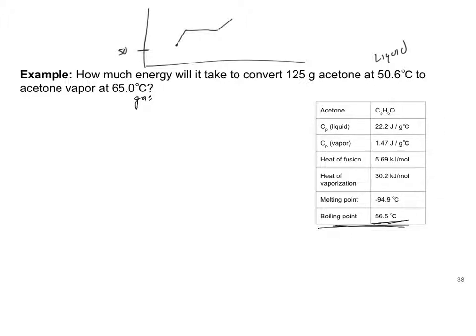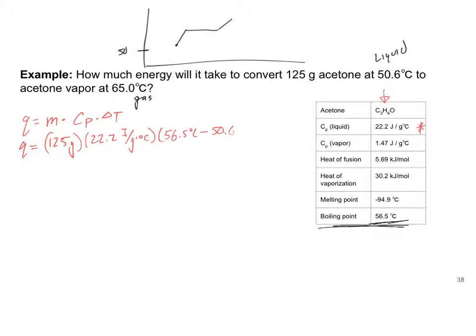So to calculate this out, I'm going to start by calculating the amount of energy required to raise the temperature to the boiling point. So that's going to give me Q is equal to mass times specific heat times change in temperature. Again, the mass is 125 grams of acetone. I see that acetone has a formula of C3H6O. I also know that the specific heat of liquid acetone, which is where we're starting, is 22.2 joules per gram per degree Celsius. Times the change in temperature. So the initial temperature is 50.6 degrees, and the final temperature in this case is 56.5, because that's the boiling point. 56.5 degrees Celsius minus 50.6 degrees Celsius.